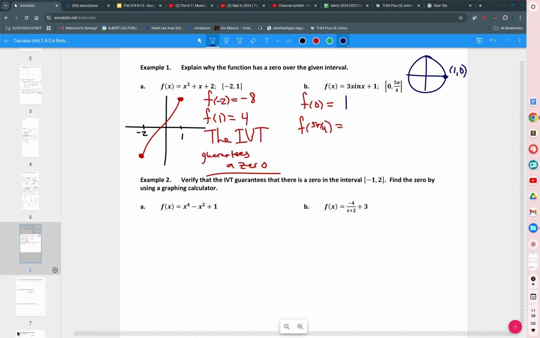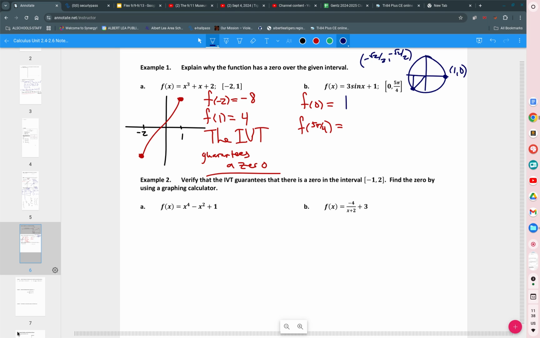There we go. 5 pi over 4, how many degrees? 225, very good, 225. Anybody know the terminal point there at 225? -√2/2. Good. Again, we'll review that, but those are things that we want to be able to come up with. So we have 3 times the -√2/2.